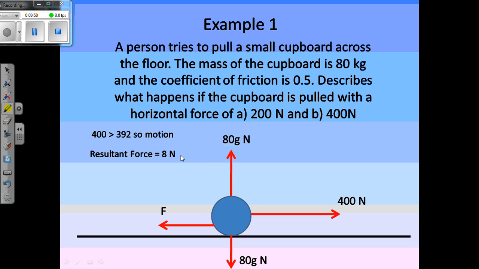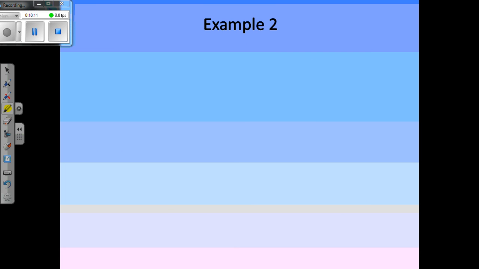And because we overcame it, 400 newtons is 8 newtons larger than 392, so the resultant force of our motion is 8 newtons. Now we can work out the acceleration by plugging it into F equals ma, so 8 is equal to 80a, or if we work that out, a is 0.1 meters per second squared. There should be nothing tricky here, but it's just about getting your head around what this limiting friction means. Let's go over another example.